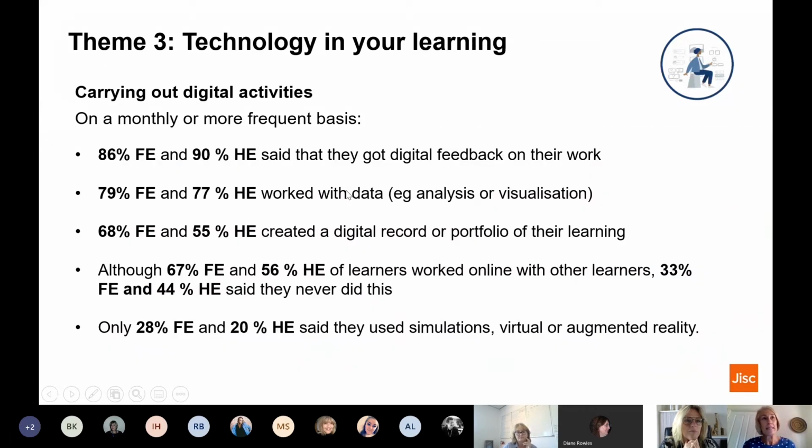So this question is trying to give an indication around where learners are in relation to their use of the activities that they are doing over the course of a month. And you'll see that it starts off with quite high percentages there around digital feedback, working with data, looking at the ways in which they are using technology in their learning. But as we get to the bottom, it's interesting to see that those figures go down quite considerably. And to think that we're still saying that 33% of FE and 44% of HE students never have the opportunity of working online with other learners. And that is really still surprising.